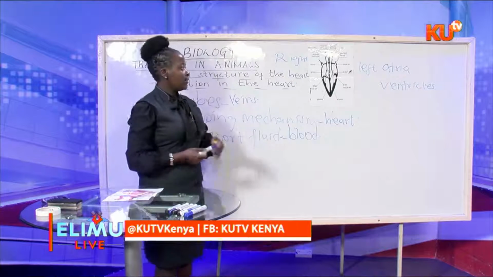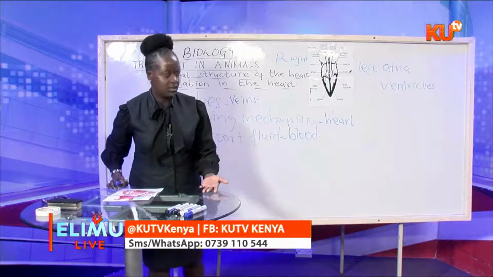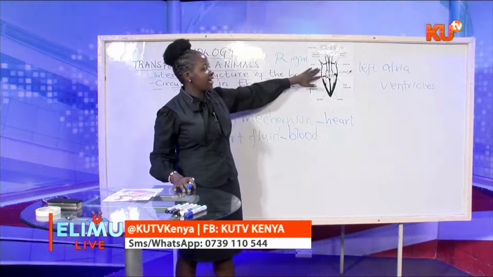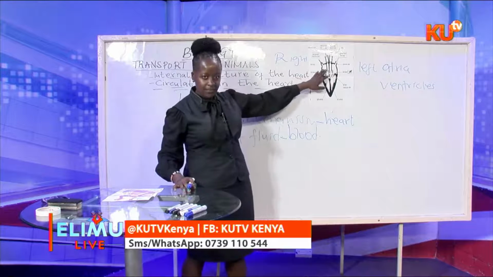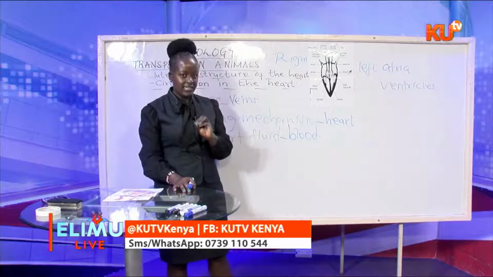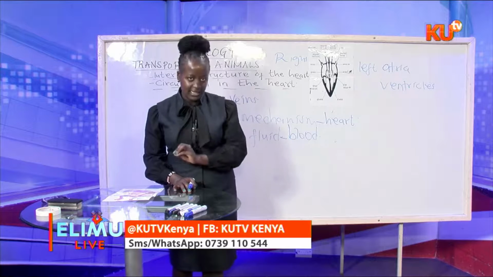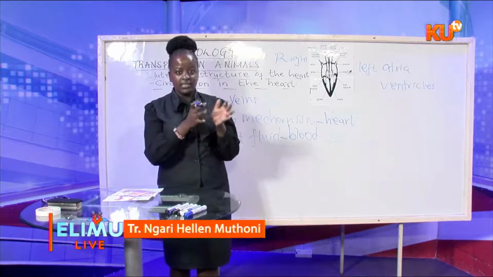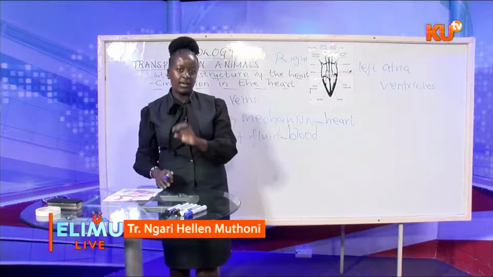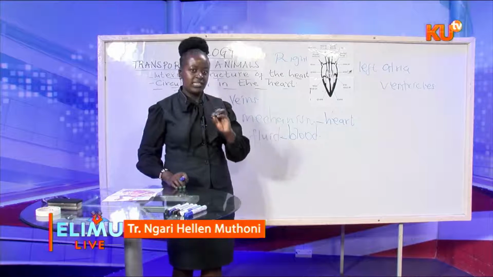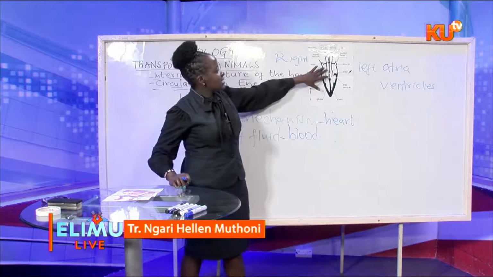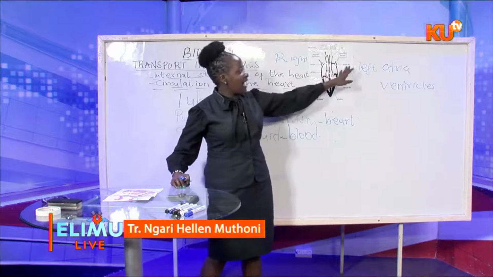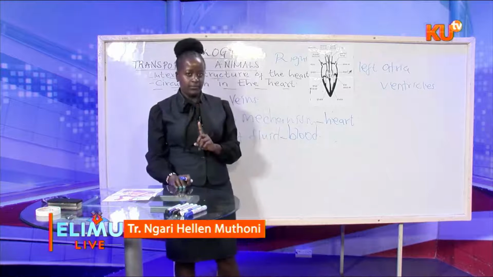So when it comes to labeling, you have to be specific. This chamber on my right, the upper chamber on my right, is the right atrium. When it's one, we call it atrium. When there are many, we call them atria. Please note that, because in biology we insist if it's one, it's singular, you must write singular. If there are many, please ensure you're writing it in plural. So this is the right atrium because it's one, and this is the left atrium because it's one.